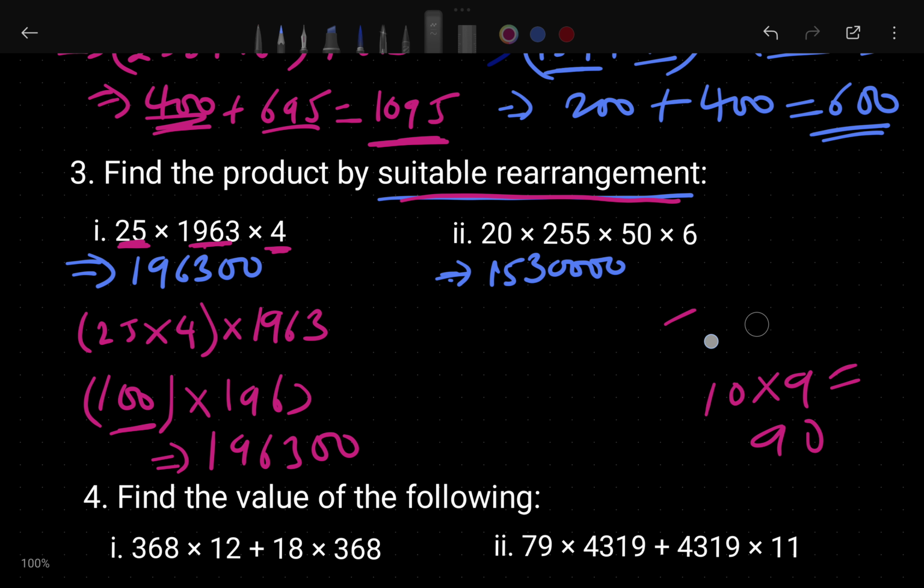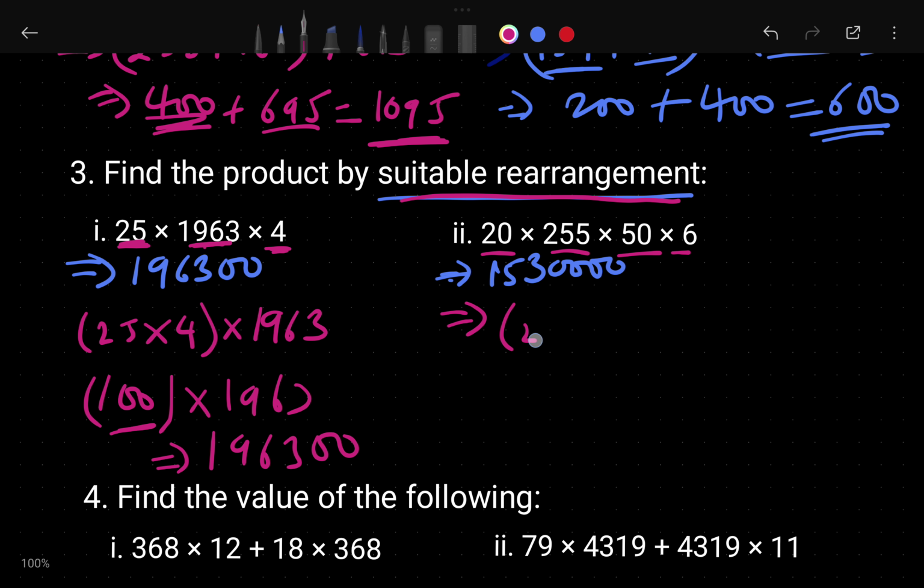Right, so let's talk about our second question. In the second question, what we do is go through 20 into 50, that is going to be 1000, yeah, 1000, and then 255 into 6 plus this one, it is going to be something. So let's do it. 20 into 50 we do first of all, then we multiply with this one, 255 cross 6. So if you multiply 20 into 50, that's going to be 1000.